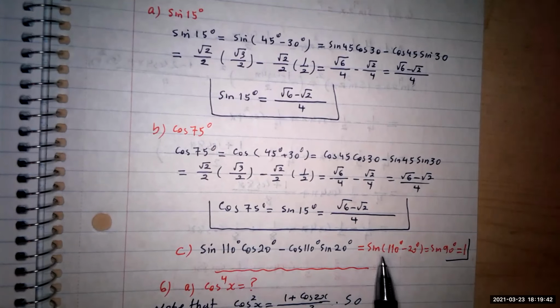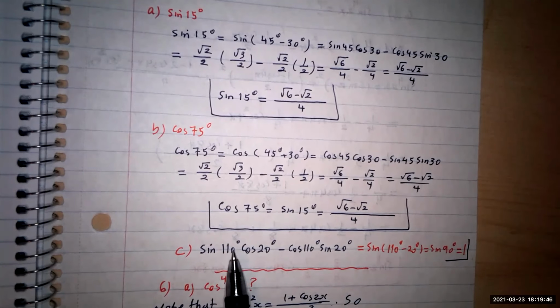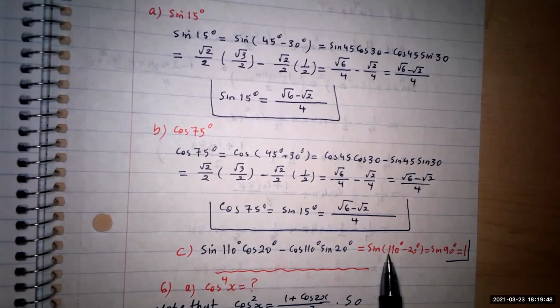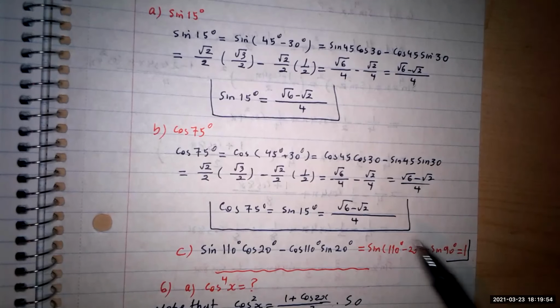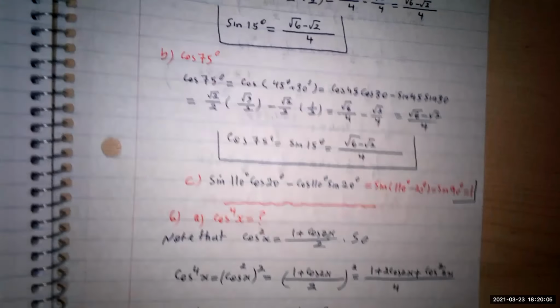This is the sine of a difference of two angles. The angles are 110 and 20, so sine of 110 minus 20 would be sine of 90 degrees, which is 1. They give you something that when you put them together, the result is nice. You'll be able to find it. So check it, make sure that you are not going to miss it again. That was number 5.